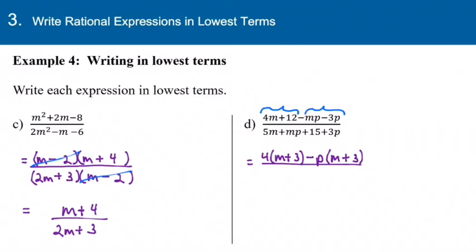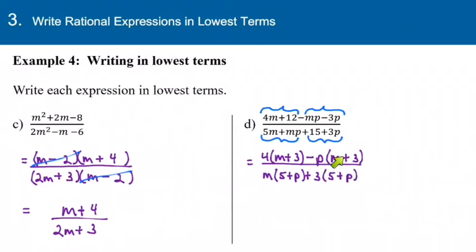Now let's go ahead and get the bottom worked that far. So in the bottom we have 5m plus mp. The m is the common factor, so we'll factor out a GCF of m. And in the parentheses we're going to have 5 plus p. The second group starts with a plus, so we don't have the same problem we had in the top. But we do see a GCF here of 3, so let's factor out a 3.